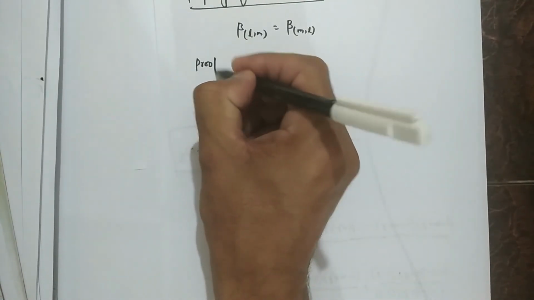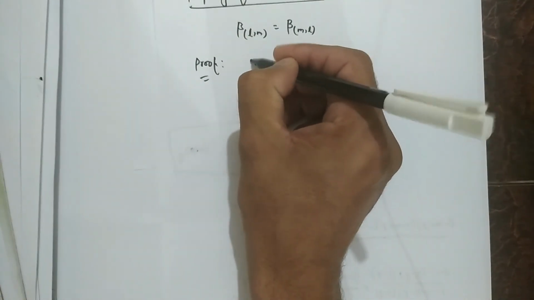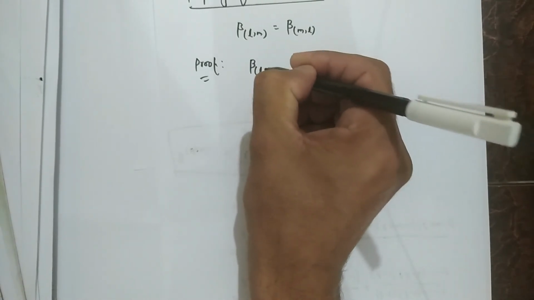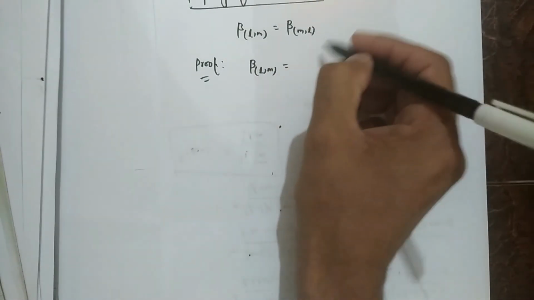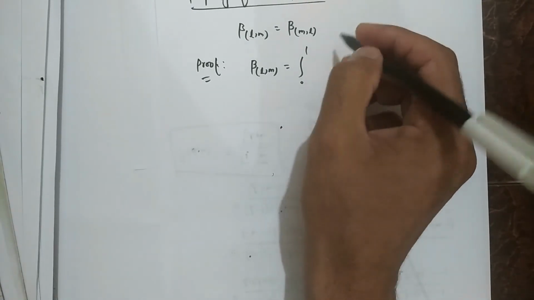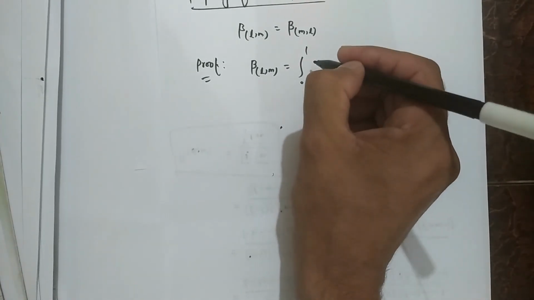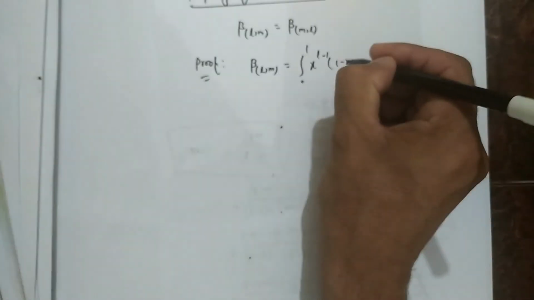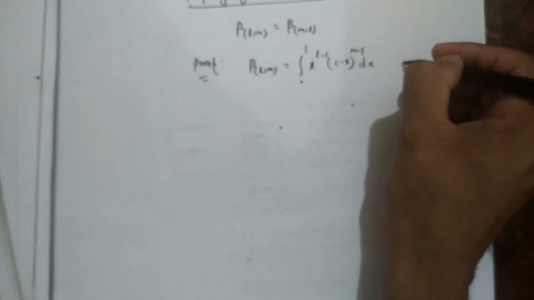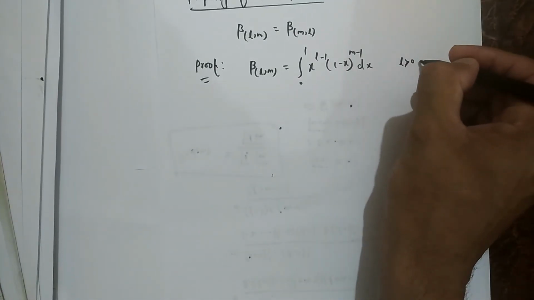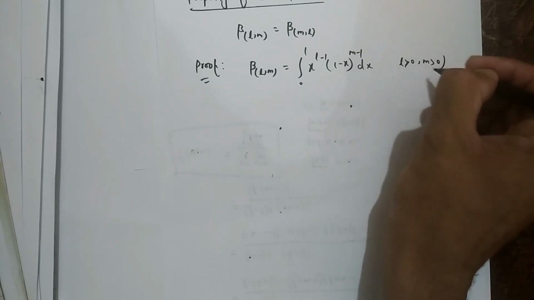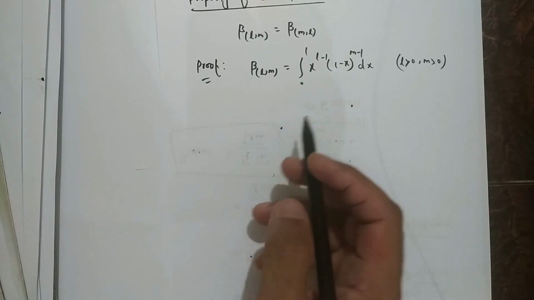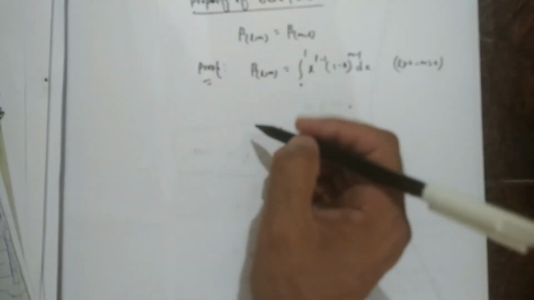Starting from the definition of the beta function, beta Lm is equal to the integral from 0 to 1 of x to the power L minus 1 times 1 minus x to the power m minus 1 dx, where L and m are real numbers. This is equation number 1.